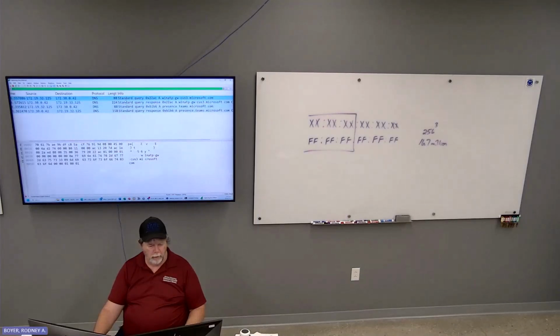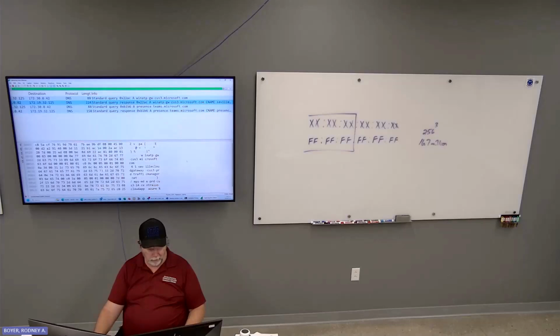Since I have flushed my DNS, there we go. Standard query for A record, and the standard query response. Here's the address. The CNAME was somewhere on the Azure server.